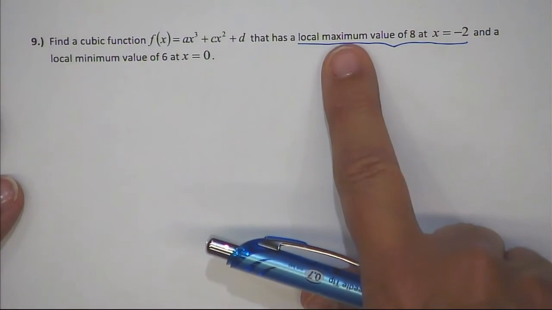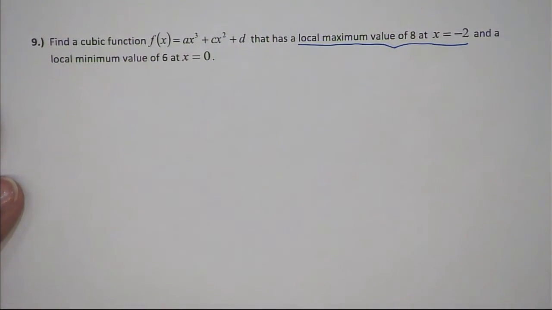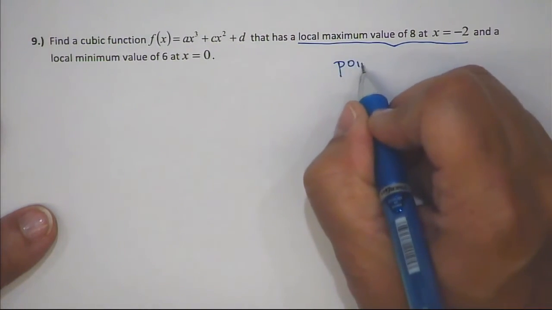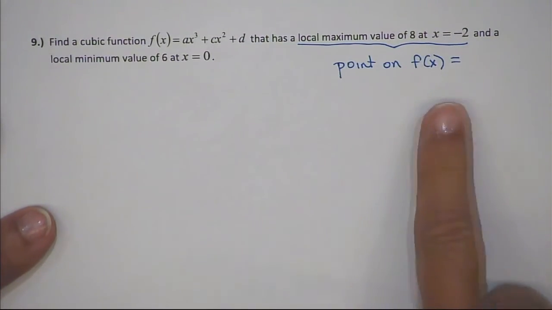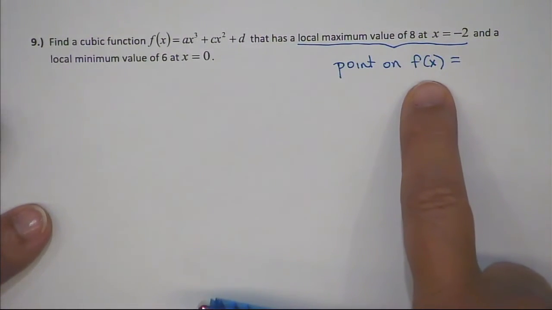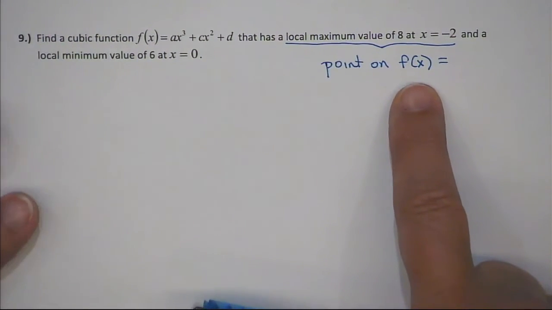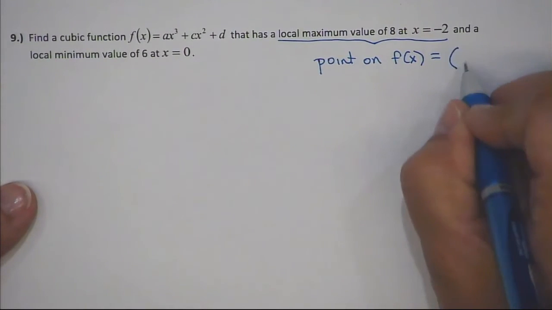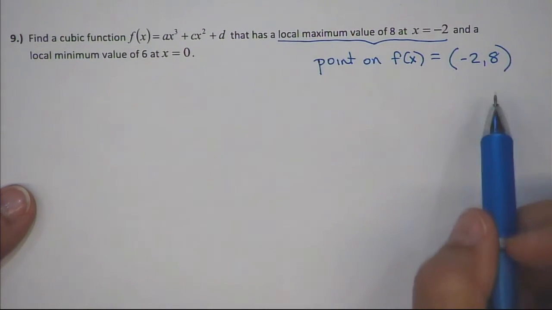If we have a local max of 8 at x equals -2, give me a point on f of x. What is a point on f of x? You already know that. What's the ordered pair? We have a local max of 8 at x equals negative 2. So what's the ordered pair? Negative 2, 8, right? So that's what that means. So giving it to you in a weird way. So at x equals negative 2, the value is 8. That's the point.